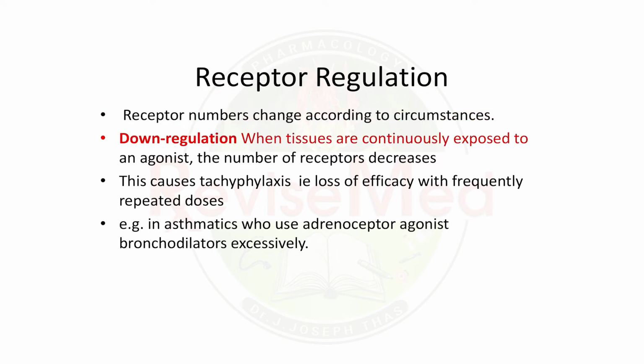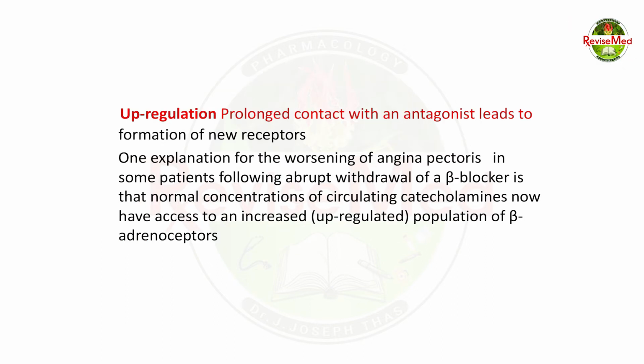What is down regulation? When tissues are continuously exposed to an agonist, the number of receptors decreases. This causes tachyphylaxis, that is, loss of efficacy with frequently repeated doses. For example, asthmatics who use adrenoceptor agonist bronchodilators have less effect in the course of time.